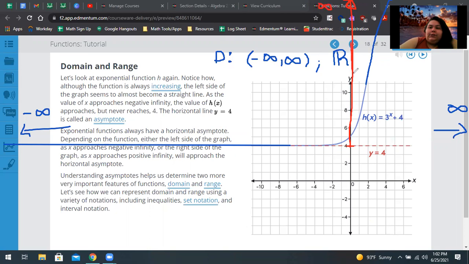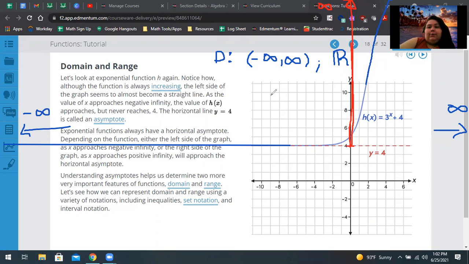Now, the lowest point that it reaches is this 4. And the thing is, I'm saying it incorrectly, because I said it's reaching for 4. It's going to approach 4. That's the correct word. Approach 4, but never actually touch 4.